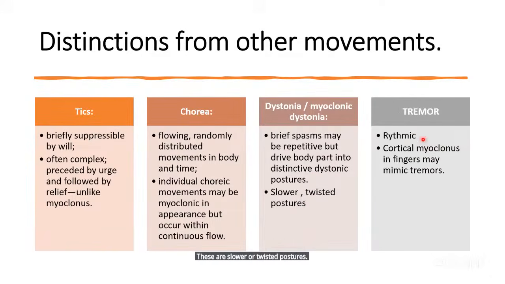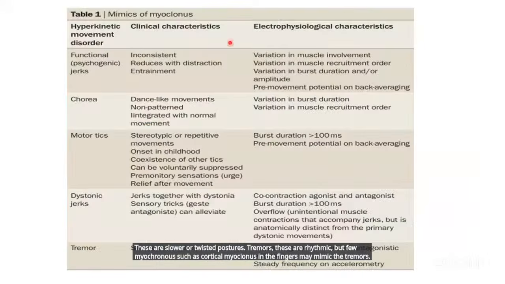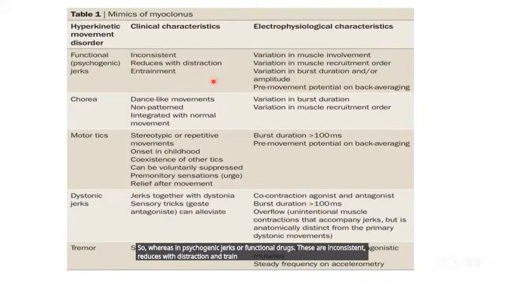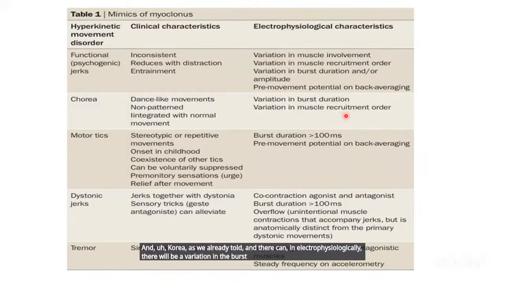Tremors are rhythmic, but a few myoclonus types, such as cortical myoclonus in the fingers, may mimic tremors. Psychogenic or functional jerks are inconsistent and reduce with distraction and entrainment. There is also variation in muscle involvement, variation in the muscle recruitment order, and variation in burst duration or amplitude. Chorea we already discussed, and electrophysiologically there will be variation in the burst duration and variation in the muscle recruitment.